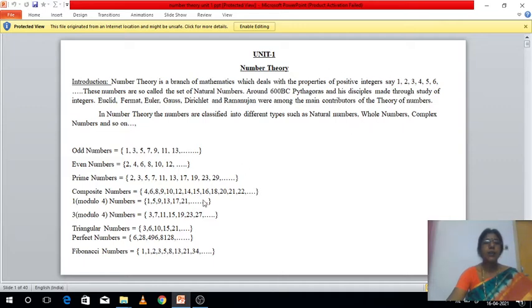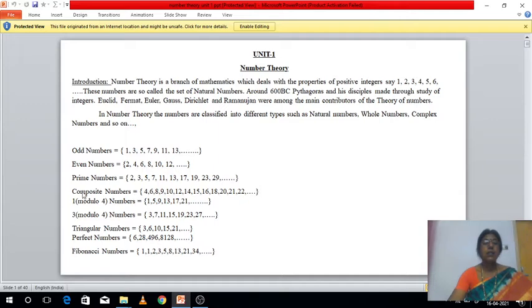I begin with odd numbers. Here you see the odd number set starts with 1. 1, 3, 5, 7, 9, 11, 13 and so on is the odd number set. Similarly, the set of even numbers is 2, 4, 6, 8, 10, 12. Similarly, the prime number set starts with 2, 3, 5, 7, 11, 13, 17, 19, 23, 29 and so on. The numbers which are not prime numbers are called composite numbers. I think all of you know it.